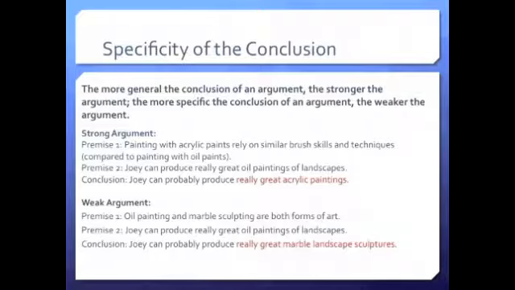And the less general a conclusion is, in other words, the more specific a conclusion is, the fewer ways there would be to fulfill it so that it is true, which means the less probable the truth of the conclusion would be. So, the specificity of the conclusion will help gauge the strength of the argument.